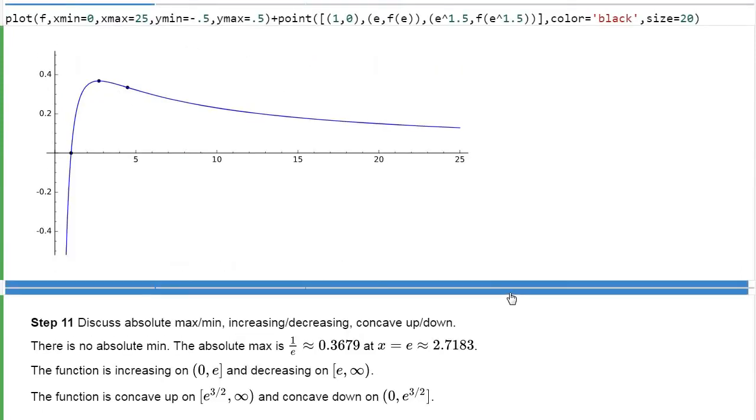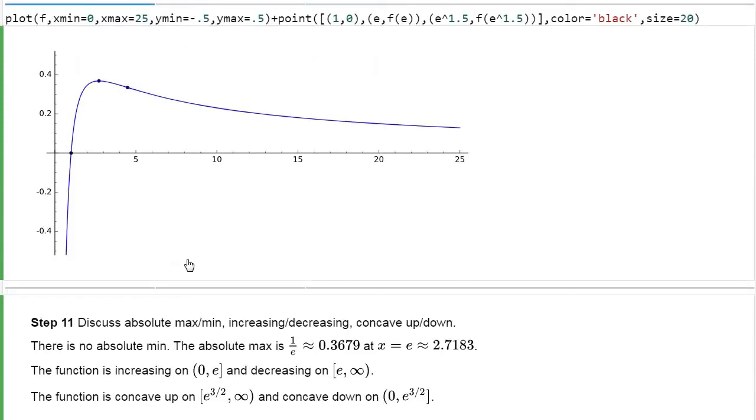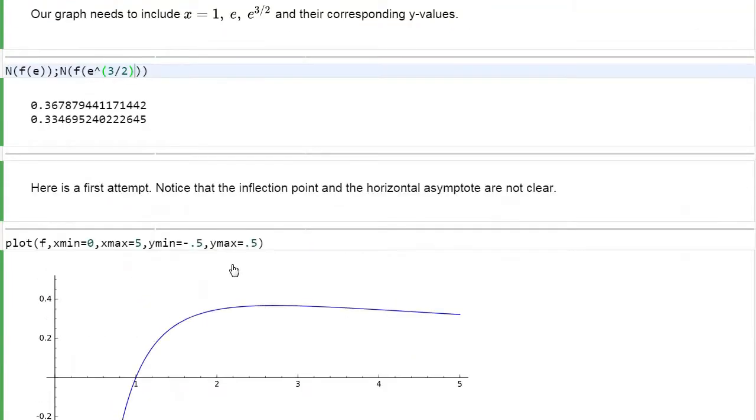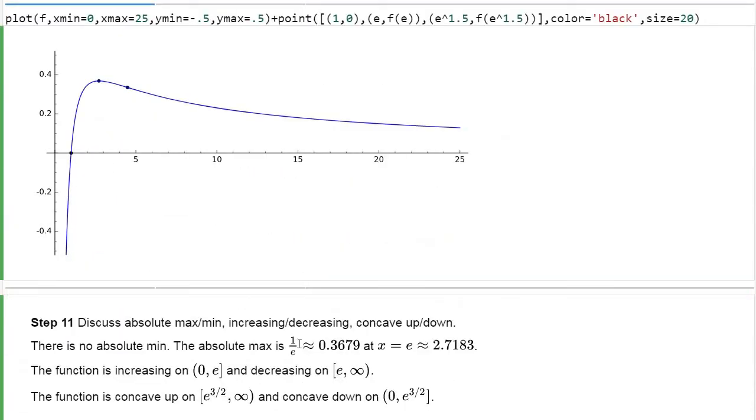So, step 11. I just realized I forgot to mention something about the max and min in the last example. Well, there was none. Anyway, this one does have an absolute maximum. This local max is actually an absolute max. The function never gets higher than that. The absolute max is f of e. The exact value is 1 divided by e, which is roughly 0.37. There is no absolute min because this function just keeps going down at the vertical asymptote.